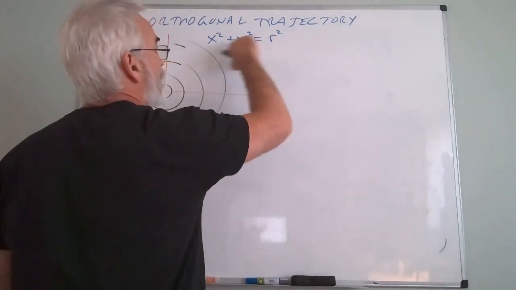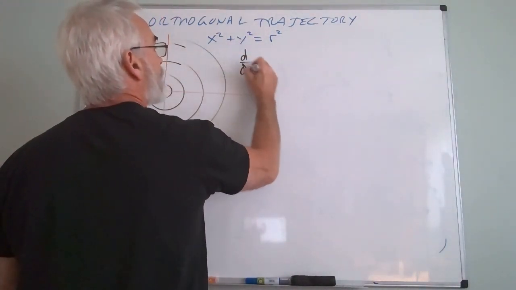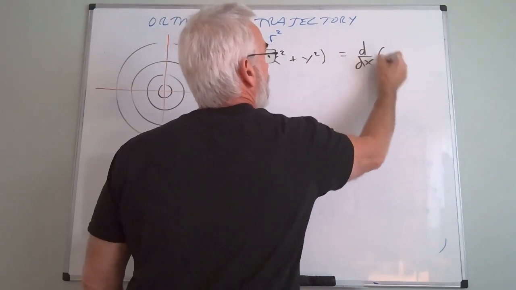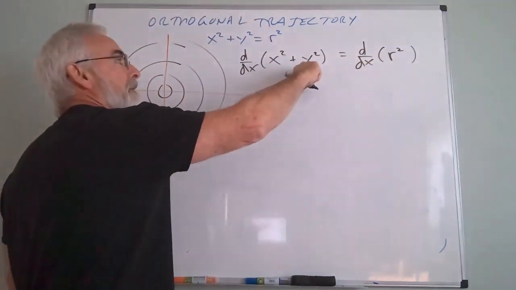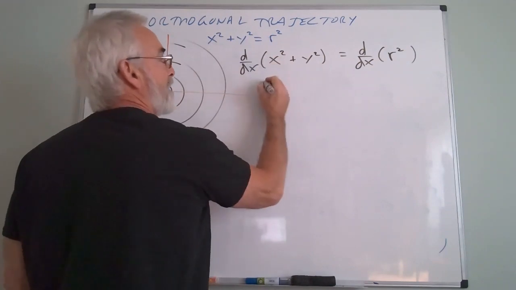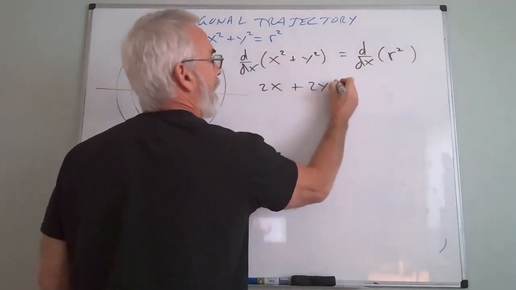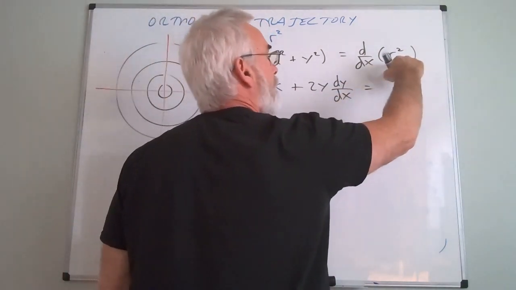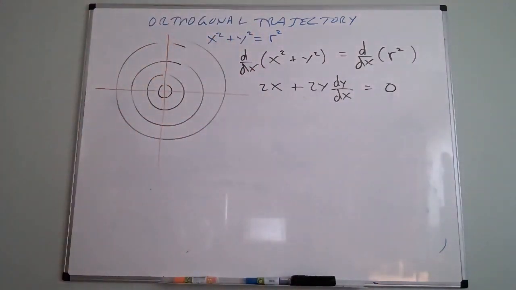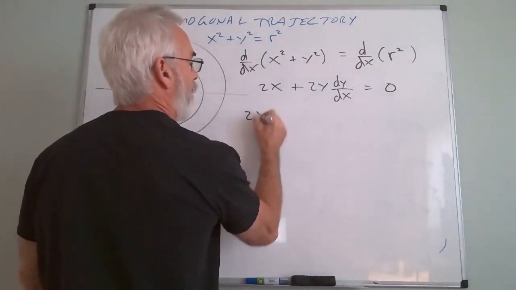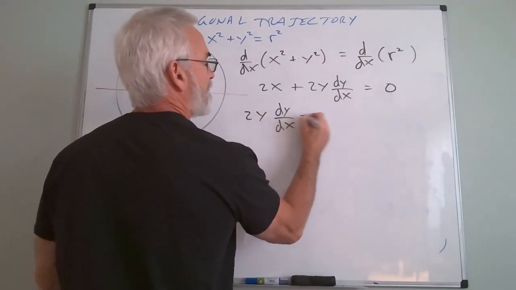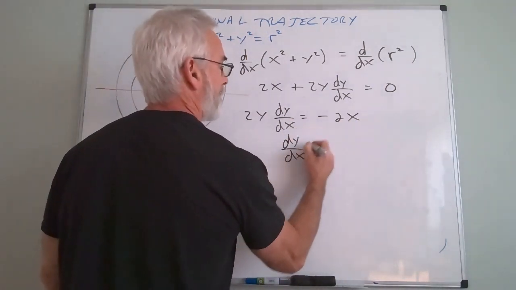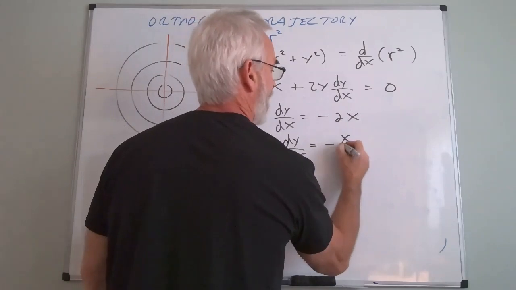So if I take the derivative with respect to x of both sides, just to remind us, if I do d dx of x squared plus y squared, okay, that's a function of x. So when I differentiate this, I'll get 2x plus 2y dy dx, that's the chain rule factor, equals the derivative of this, but r is a constant, so that would be 0. Okay, that means that 2y dy dx is equal to -2x. So dy dx, if I throw that over, is just -x over y.